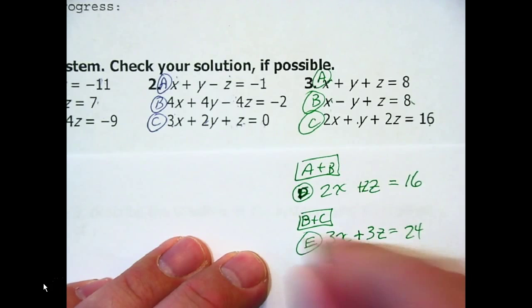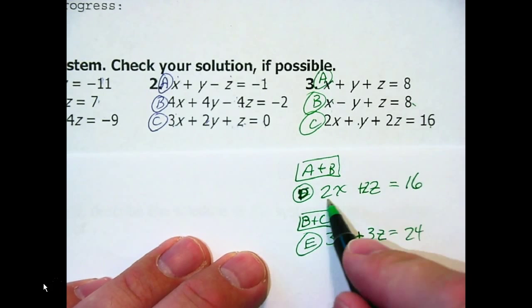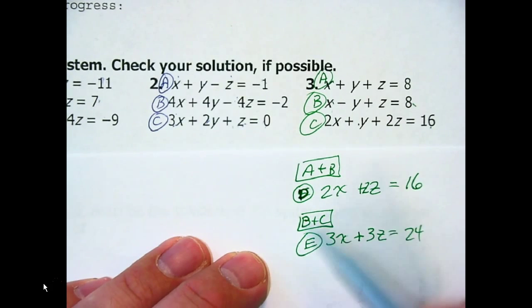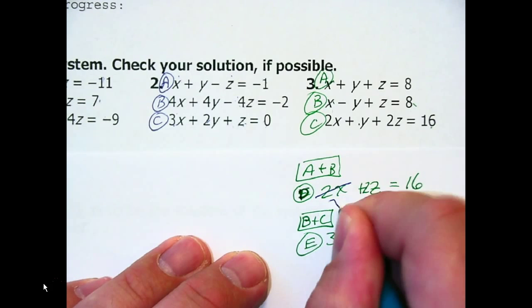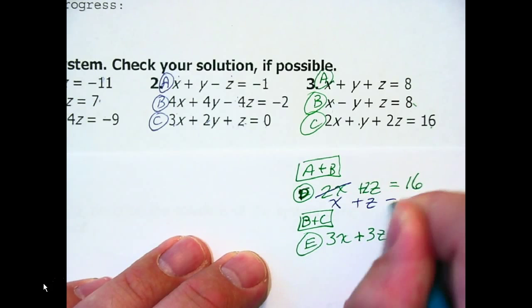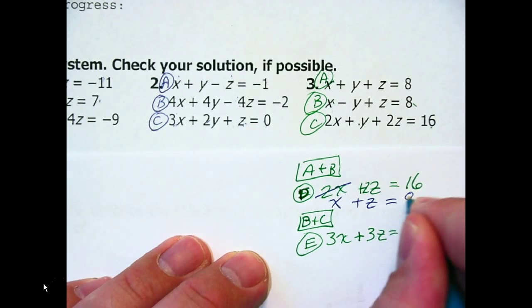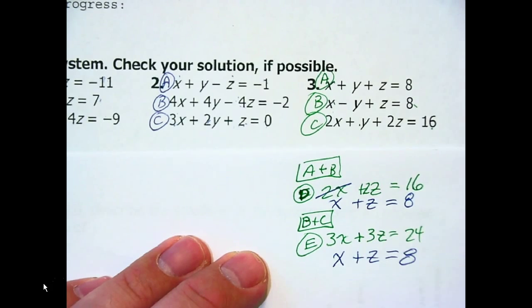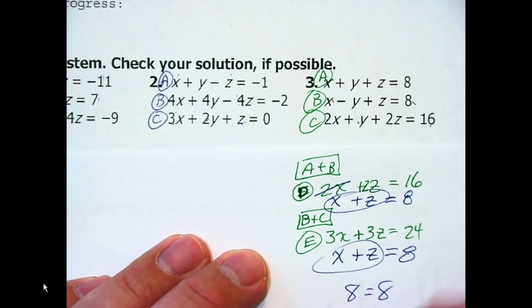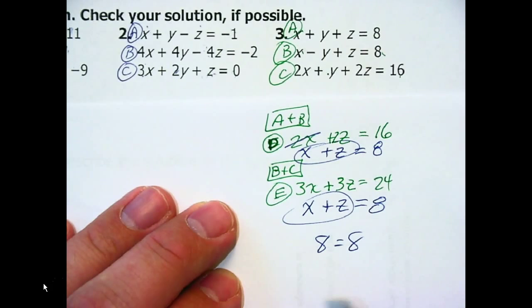Can you reduce this one? Yeah, you can reduce both of them actually. This one reduces to x plus z equals 8. How about this one? x plus z equals 8. Notice now you have the exact same thing again. So you have 8 equals 8. That is infinitely many.